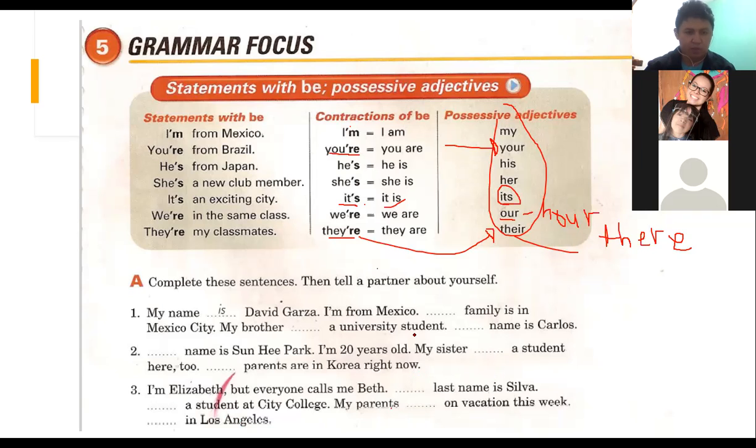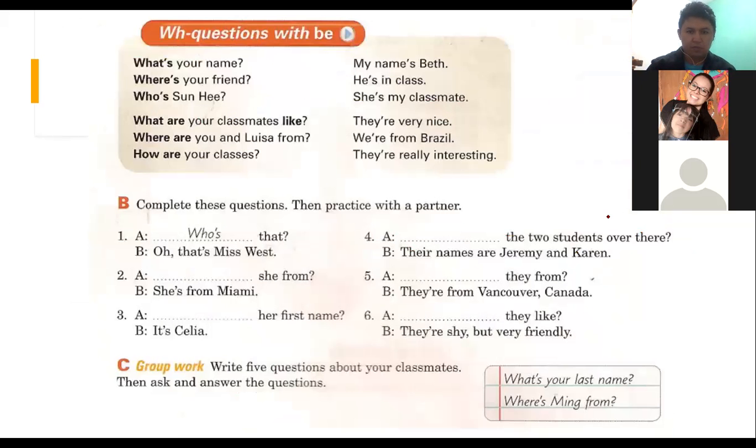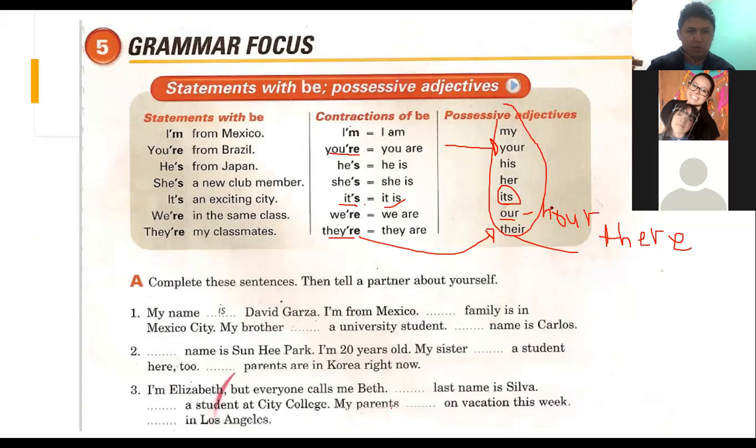Sure. Okay. So now once you fill in the blanks, Mrs. Umaña and Mr. Alonso, let's try to practice. Let's read the information. For example, you can go number one. My name is David Garza. I'm from Mexico. My family is in Mexico City. My brother, blah blah blah. Please. Okay. Number one. My name is David Garza. I'm from Mexico. My family is in Mexico City. My brother.